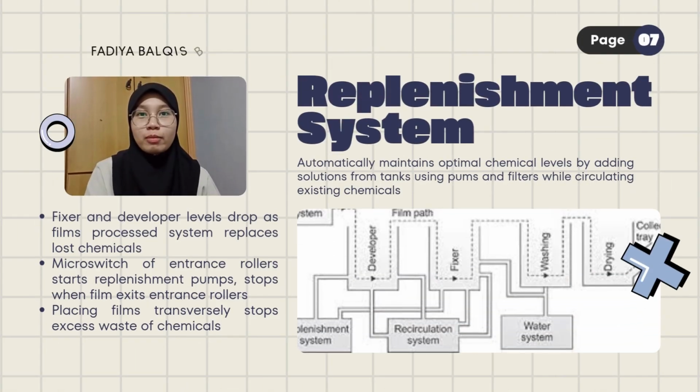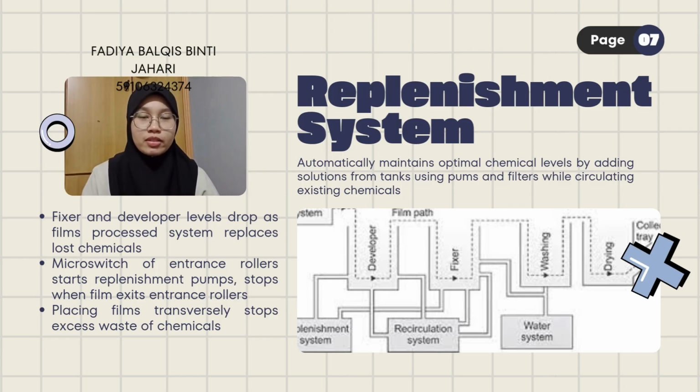Next I will be talking about the replenishment system of the automatic processing system. This replenishment system automatically maintains optimal chemical levels by adding solutions from the tanks using the pumps and filters while circulating the existing chemicals. The fixer and developer levels drop as films are processed, and the system replaces the lost chemicals. The microswitch of the entrance rollers starts the replenishment pumps, and it stops when the film exits the entrance rollers. Placing the films transversely can stop the excess waste of chemicals.